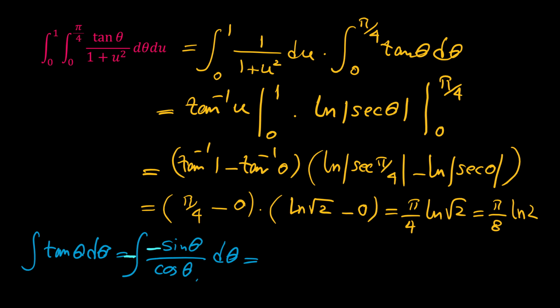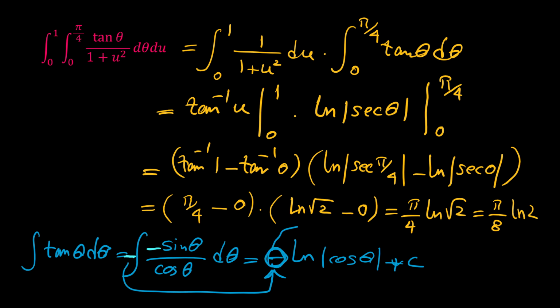Now the derivative of the denominator is exactly in the numerator, so the answer of this integral is negative, we put this negative here, ln of the denominator, ln of cosine theta plus c. Now, if we bring this negative, which is a coefficient for ln, to the power here, we have cosine to the power of -1. Cosine to the -1 is 1 over cosine, and 1 over cosine is secant, so this equals ln of secant theta plus c, which is exactly this expression.